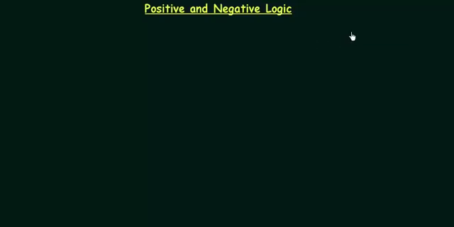If you want to study dual form, a very important topic in digital electronics, then you must know positive and negative logic. In this presentation, we are going to complete positive and negative logic so that we may start dual form from the next presentation.